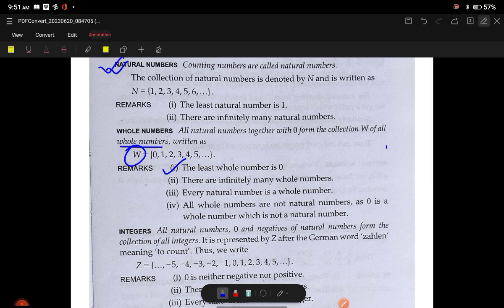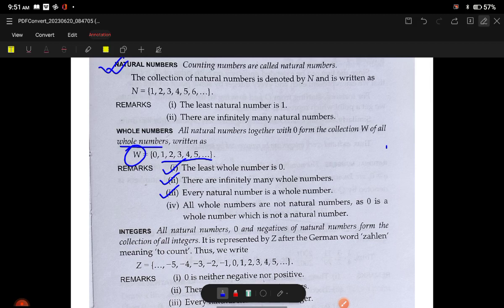Obviously, there are infinitely many whole numbers, from 0 to infinity. Every natural number is a whole number. All the natural numbers you can see are inside the whole numbers. But not all whole numbers are natural numbers, as 0 is a whole number which is not a natural number. So every natural number will be a whole number.